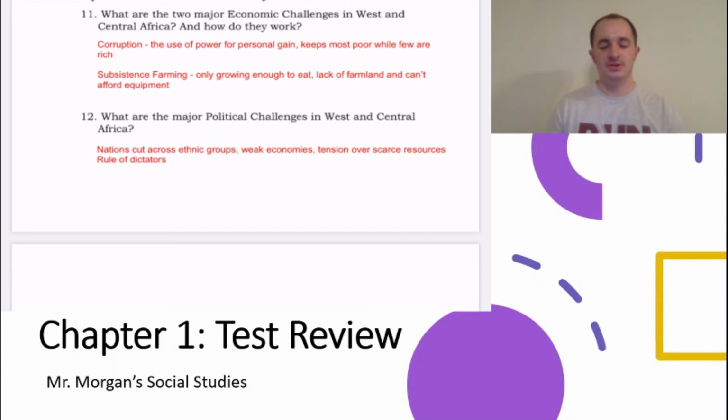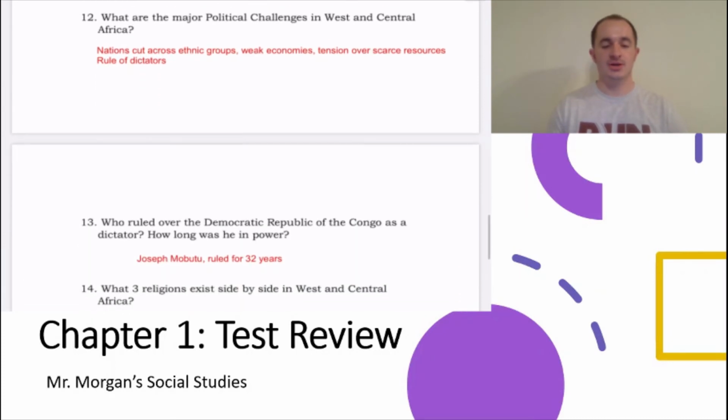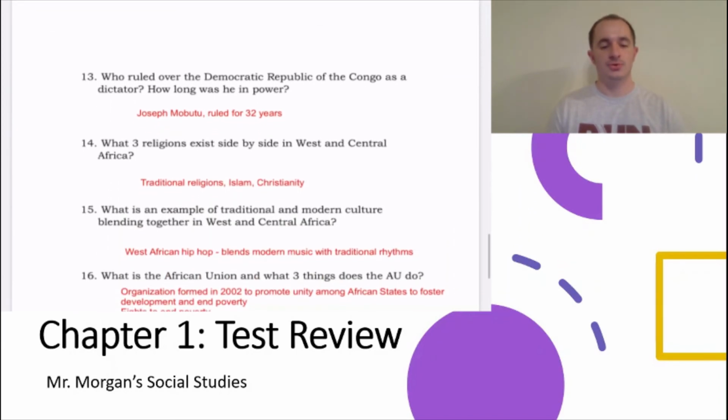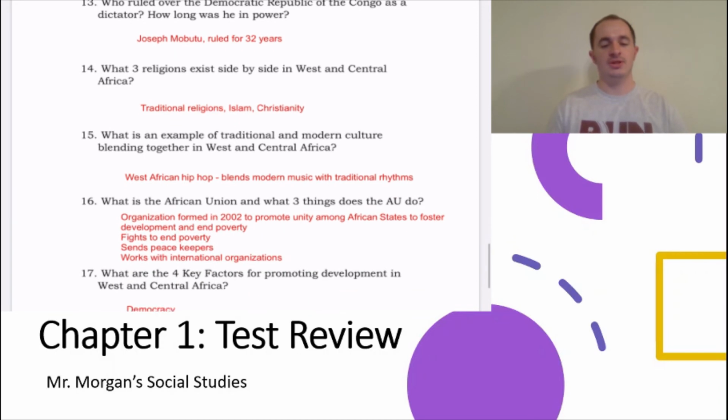Now for the political challenges, we had a number of political problems and one serious challenge. So the problems were nations cut across ethnic groups, weak economies, tension over scarce resources, but the main thing that we need to remember is the rule of dictators. There was one dictator that we talked about at length, and that would be Joseph Mobutu. So number 13, who ruled over the Democratic Republic of the Congo as a dictator? And how long was he in power? That is Joseph Mobutu, and he ruled for 32 years.